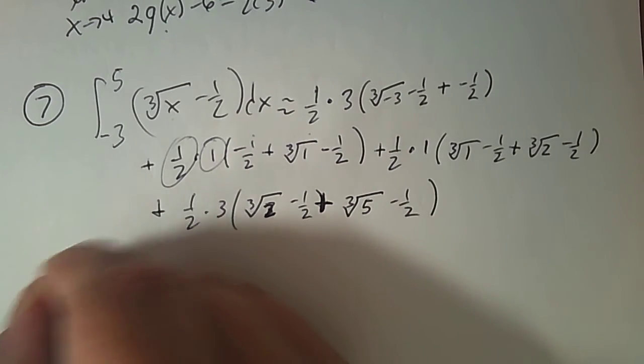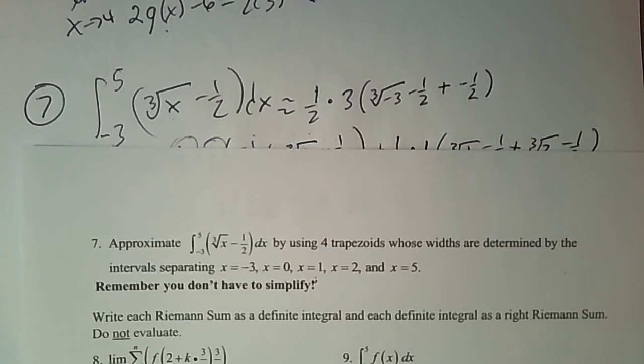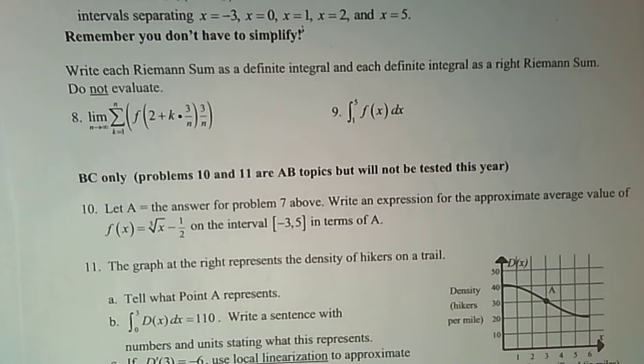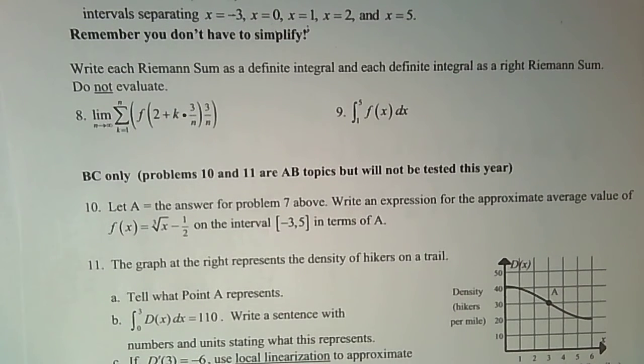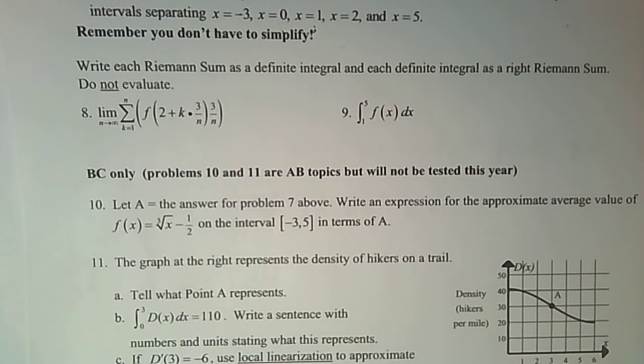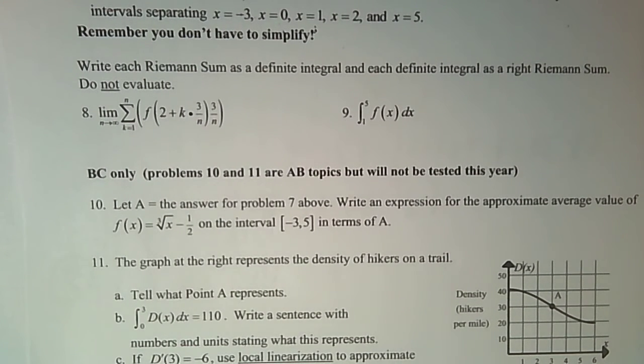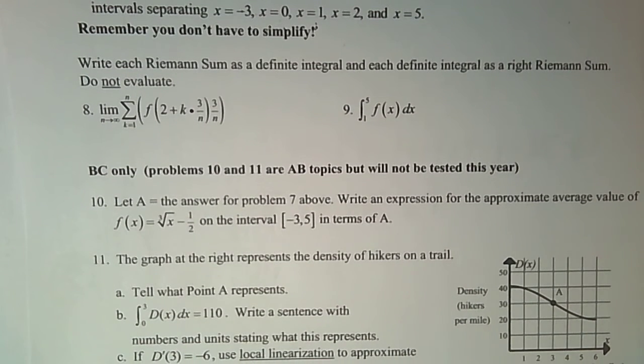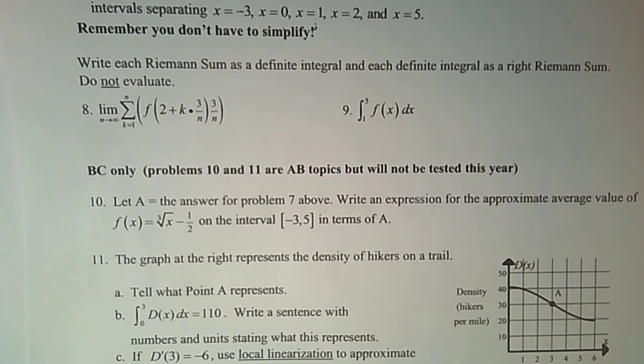All right, number 8. In number 8, write each Riemann sum as a definite integral. Now, we haven't done a lot of work on this. It's a very particular skill, following a formula. They want you to write it as a definite integral. So write each Riemann sum as a definite integral, and each definite integral as a right Riemann sum, but do not evaluate.